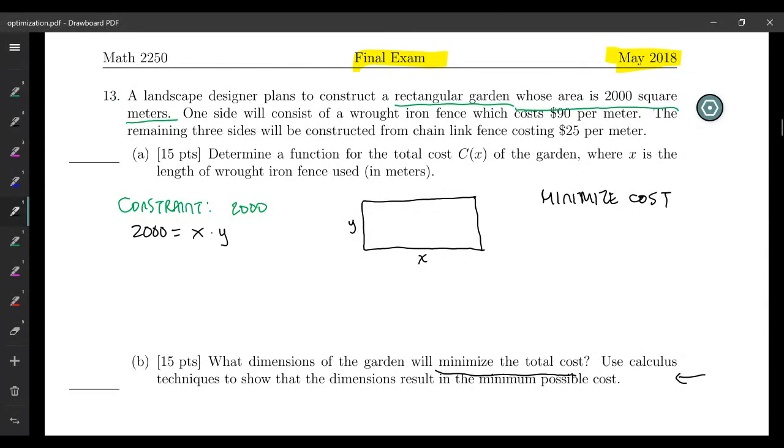So the constraint gives me two things, right? The first thing is that it allows me to eliminate a variable. The second thing is it helps me with the relevant domain.